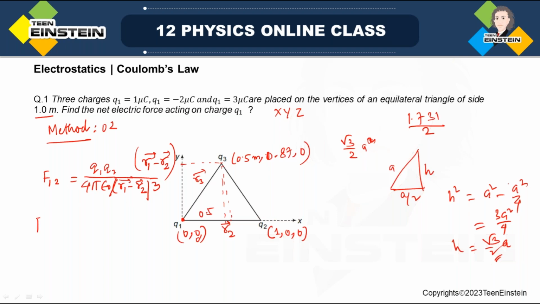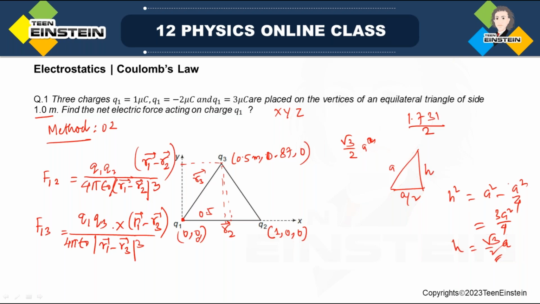Okay, and another force we have to find out is this. So here also q1 q3 divided by 4 pi epsilon naught, modulus of r1 minus r3 whole cube, and this is the r1 vector minus r3 vector. This is also a vector. Okay, so this is the thing.